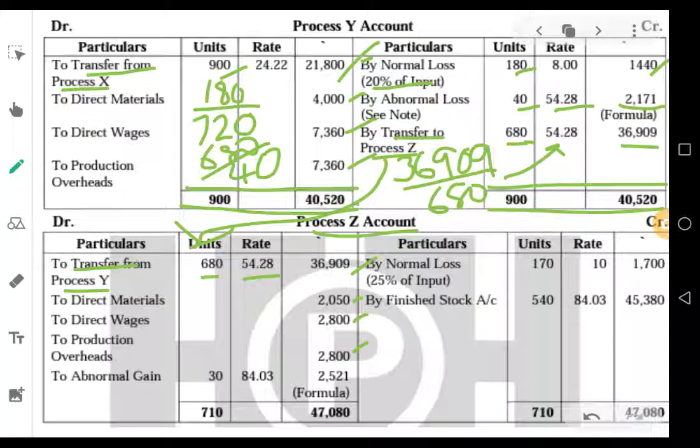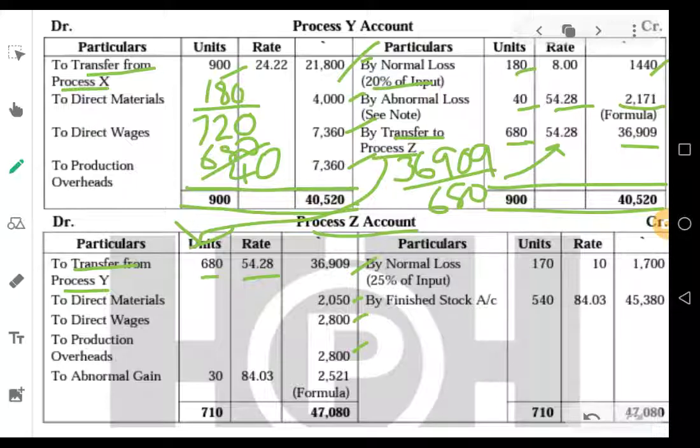Once you finish entering all the expenditures on the debit side of the Process Z account, go to the credit side, and the first item, normal loss, should be entered. At any cost, on the credit side, the first item you should remember is normal loss, then abnormal loss. If it is abnormal gain, it should go to the debit side. Now, the normal loss percentage is given in the question, that is 25% of input.